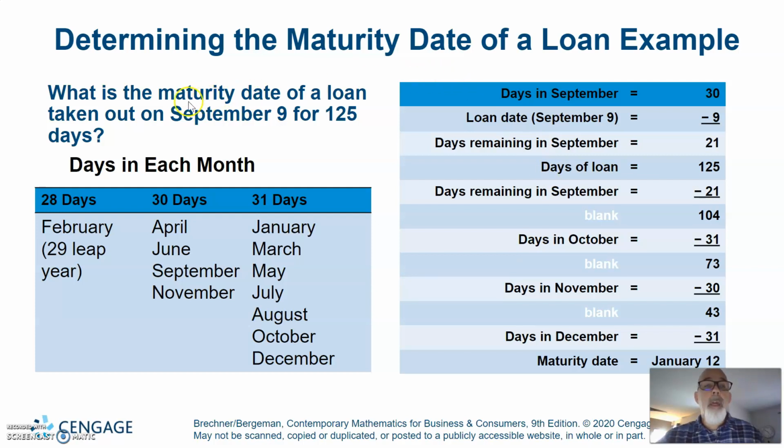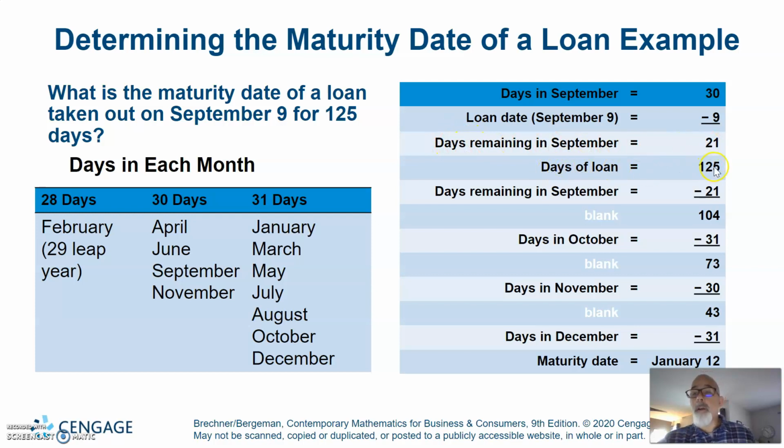So again, a loan was taken out on September 9th. The loan was for 125 days. The question is, when is this going to be due? So here's what I'm going to do. September 9th. I first have to figure out that first month, which never is going to be even. When I look at my chart over here, September has 30 days. So I'm going to take 30 and subtract off 9 days, because it's starting on September 9th. This would give me the days remaining in September.